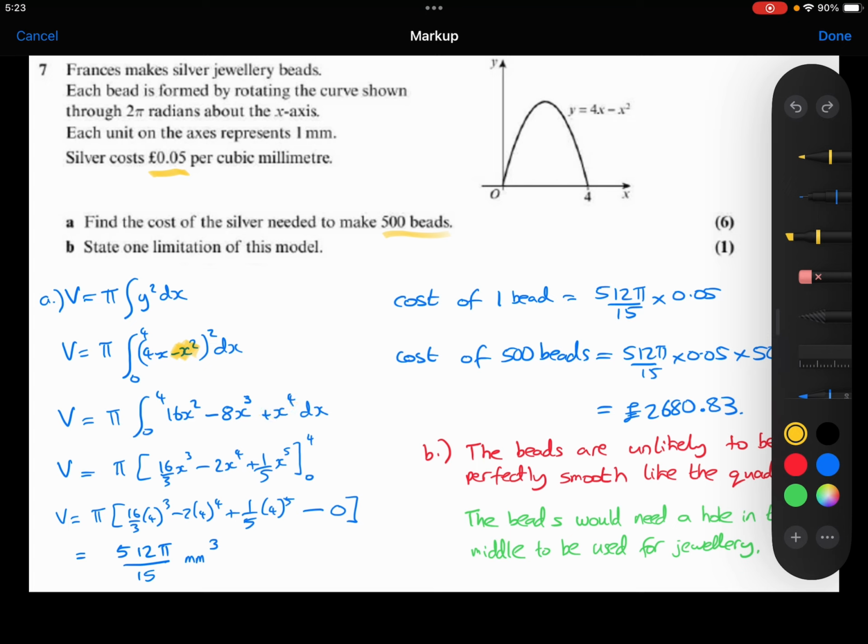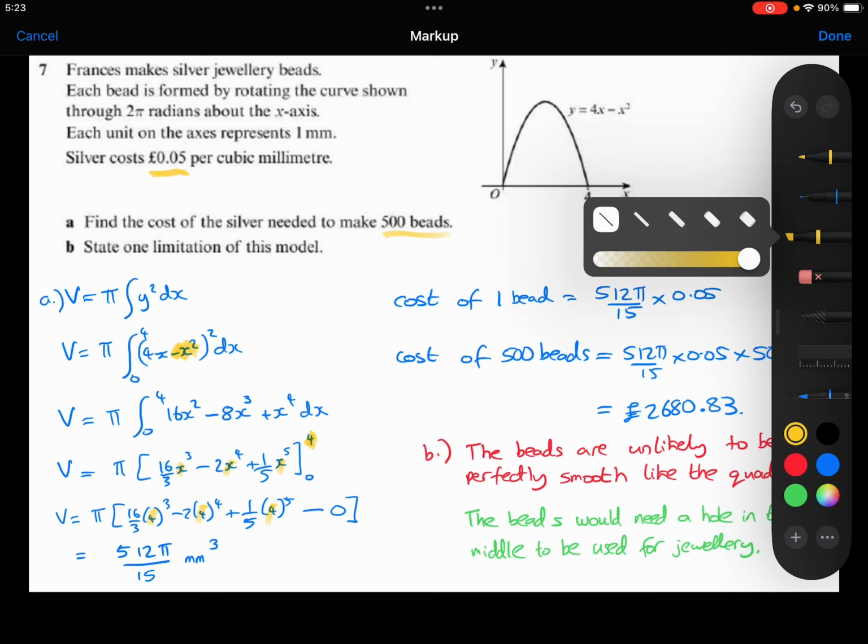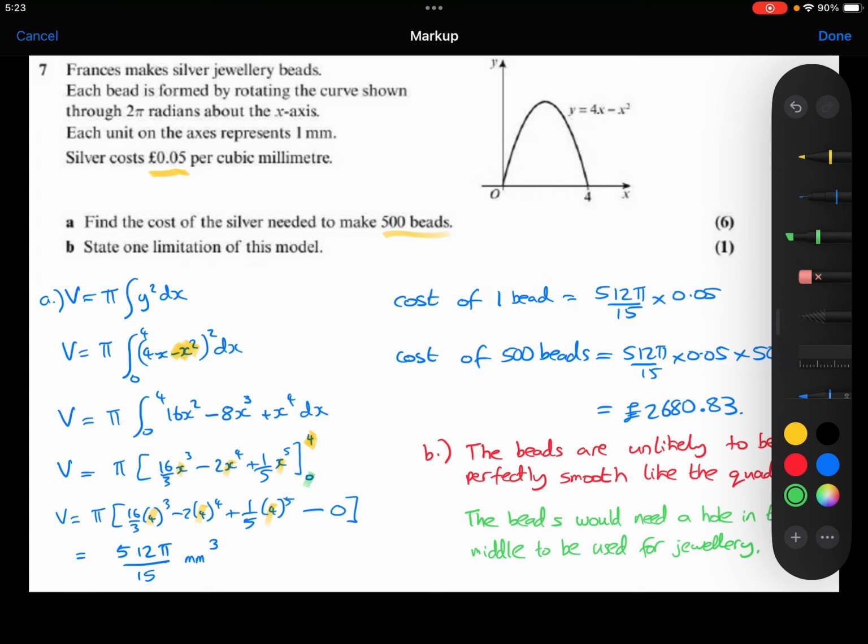I've then integrated each of those terms, so added 1 to the power, divided by the new power, for each term. I've then substituted 4 in, here, here and here. And I've then substituted 0 in, here, here and here, which just gives 0.